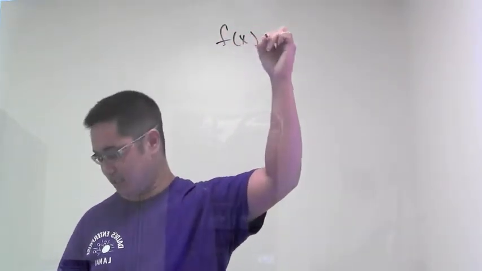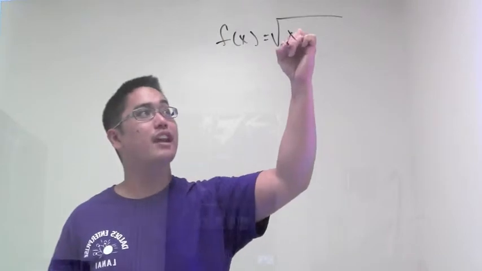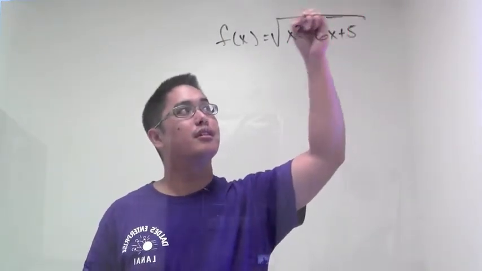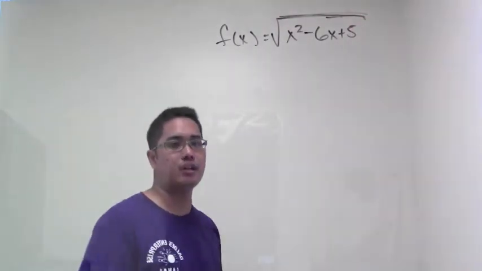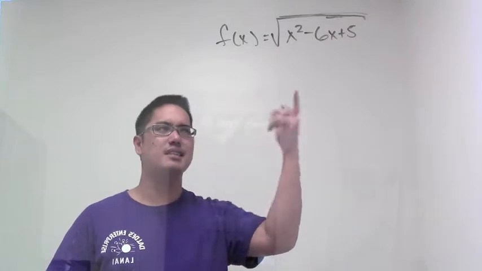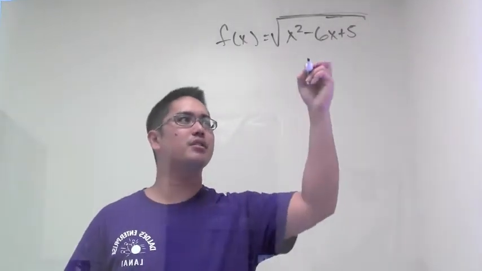Alright, now we're going to hit this thing with an inequality, and that one's a little bit tougher. We've got f of x is equal to the square root of x squared minus 6x plus 5. So I'm going to hit this with an inequality. I said it was tougher. Kind of. It just takes a little bit more thinking.